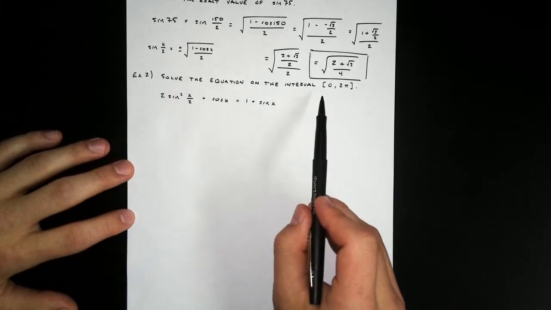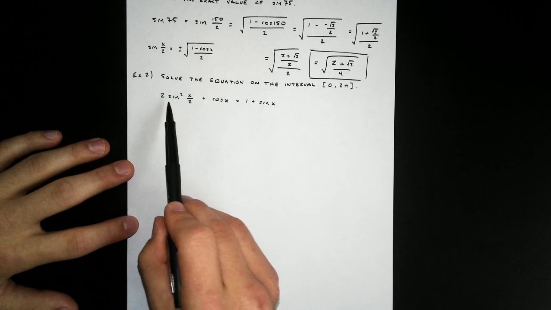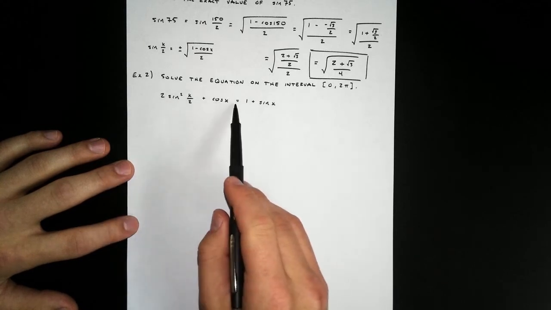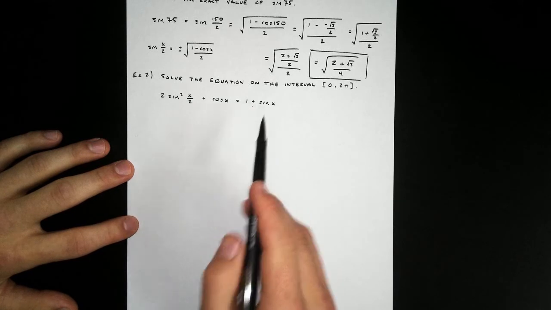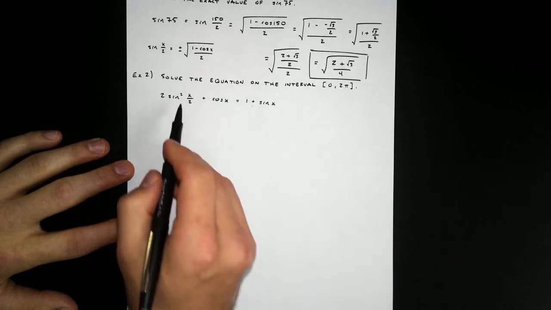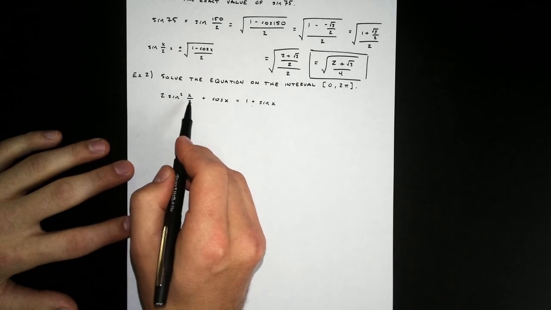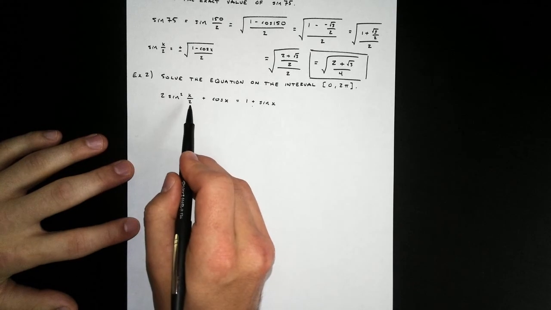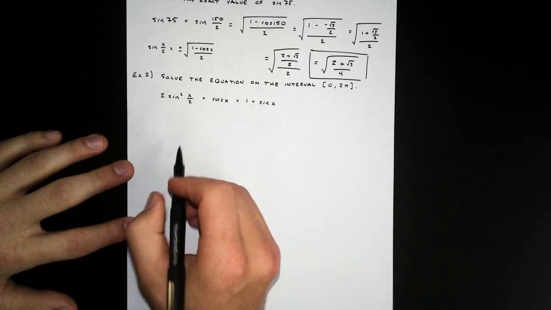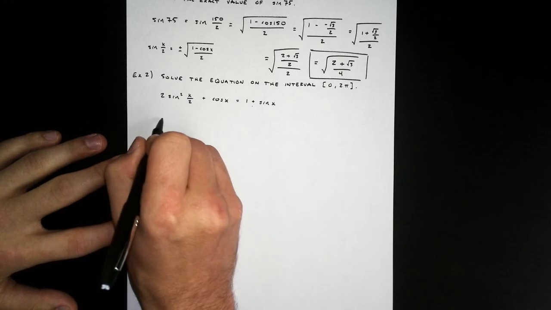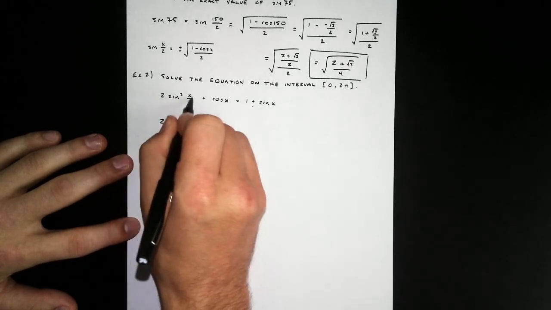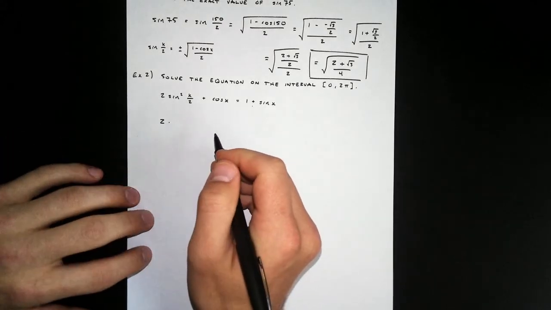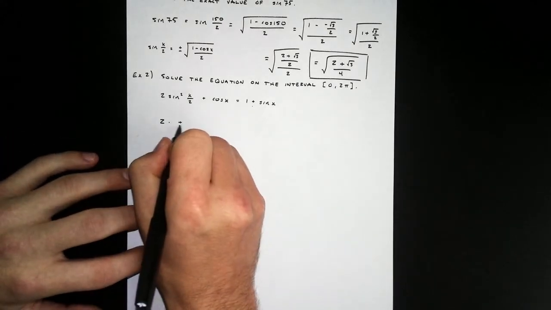So solving the equation: 2 times sine squared of x over 2, so there's a half angle, plus the cosine of x is equal to 1 plus the sine of x. So we are given a half angle to start with. So I would say whenever that happens, it's a good idea to use our identity and substitute that out. So this is a half angle and then it's squared. So I'm going to do sine and then our identity, which we have up here.